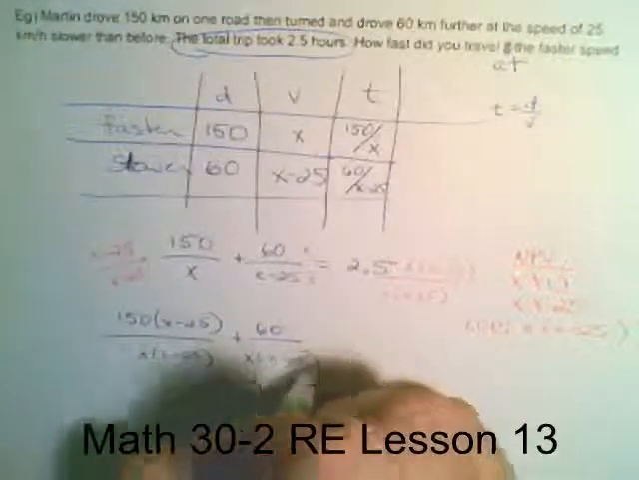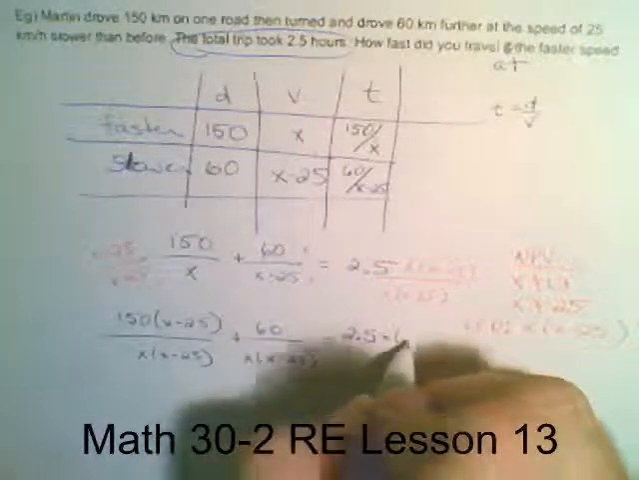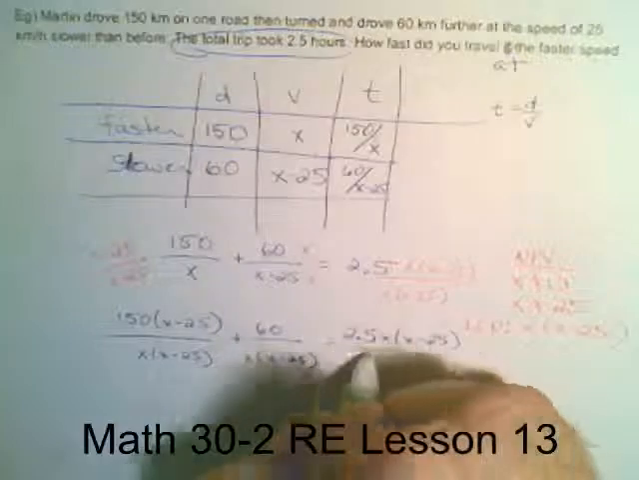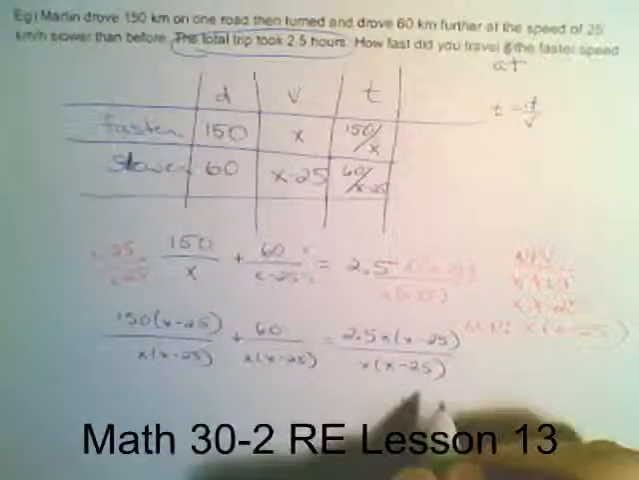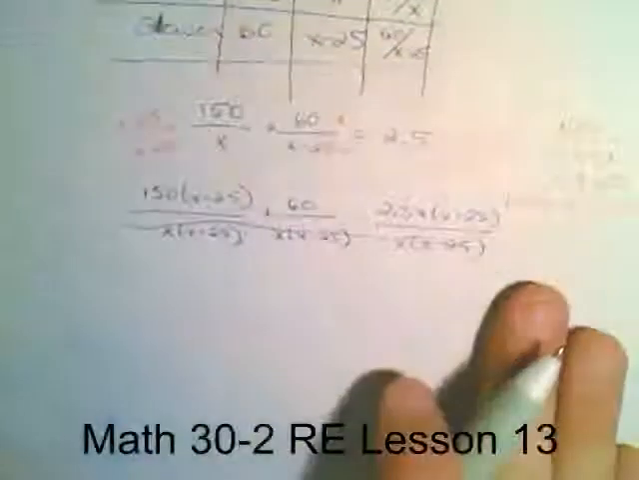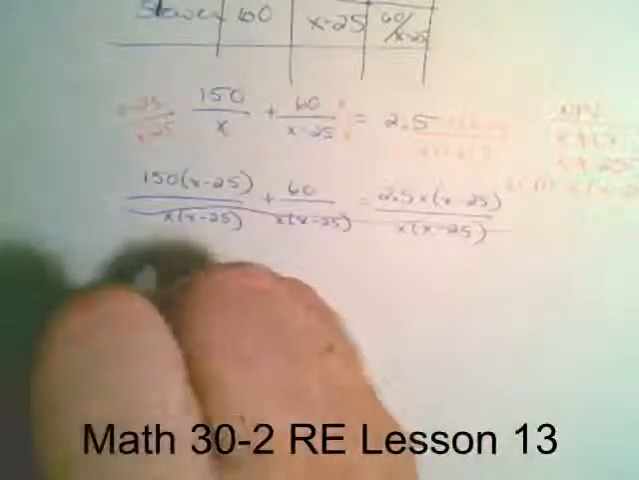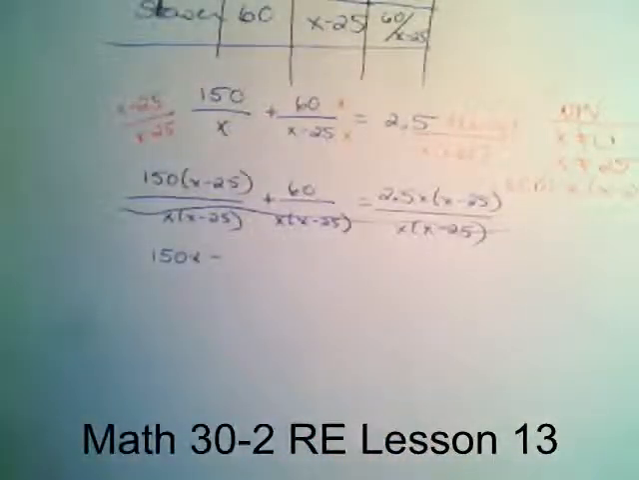After all is said and done, I'm going to get 150 times x minus 25 over my common denominator plus 60x over my common denominator equals 2.5x times x minus 25 over my common denominator.